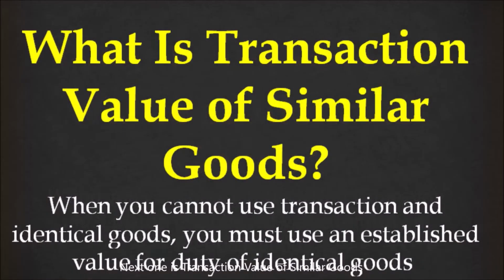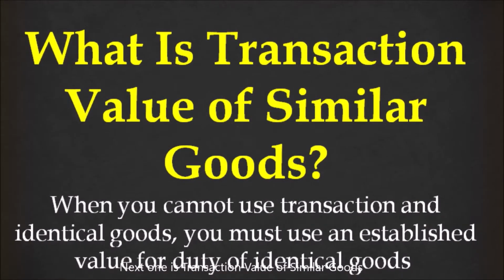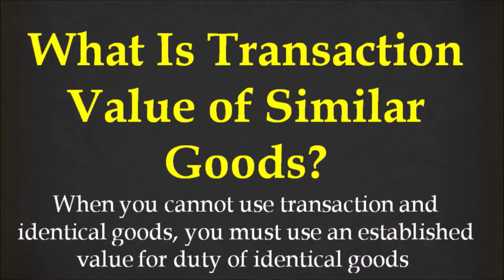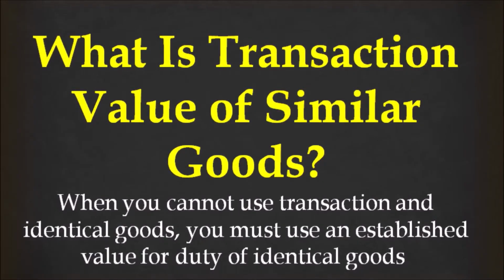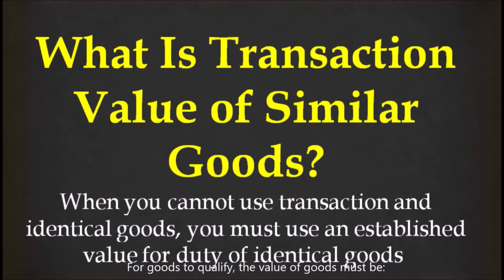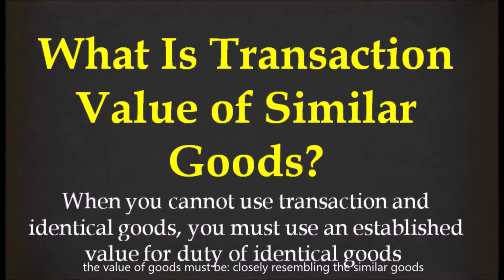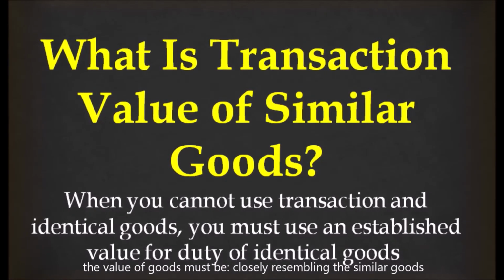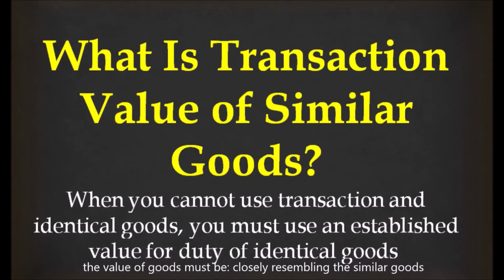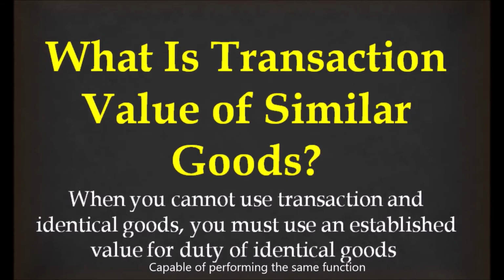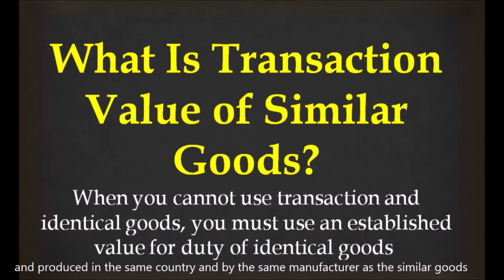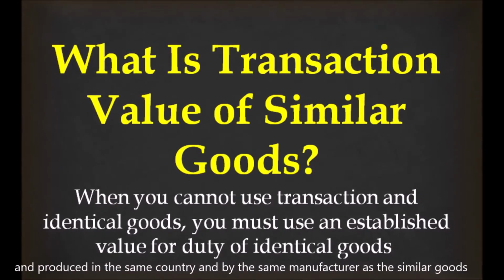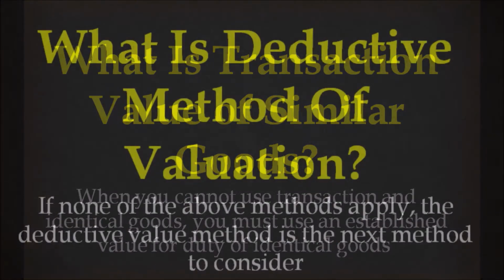Next one is transaction value of similar goods. When you cannot use transaction and identical goods, you must use an established value for duty of similar goods. For goods to qualify, the value of goods must be closely resembling the similar goods, capable of performing the same function, commercially interchangeable, produced in the same country and by the same manufacturer as the similar goods.